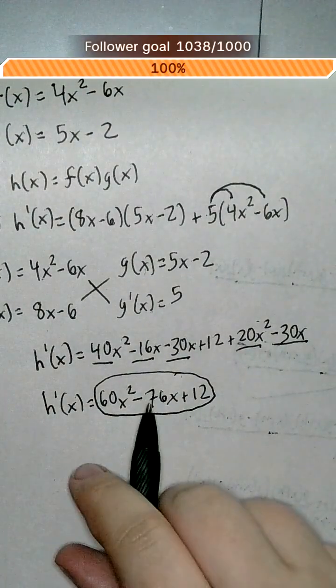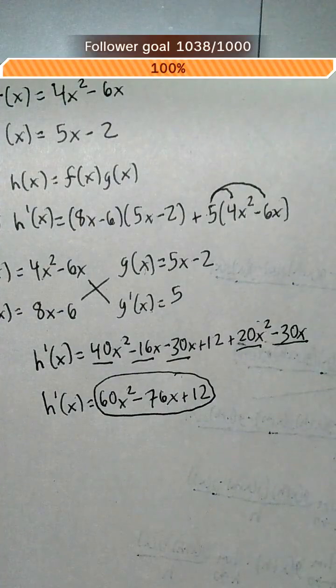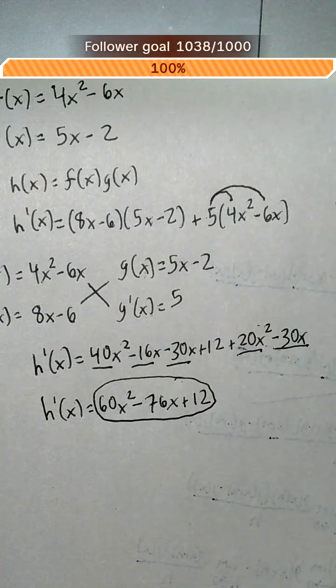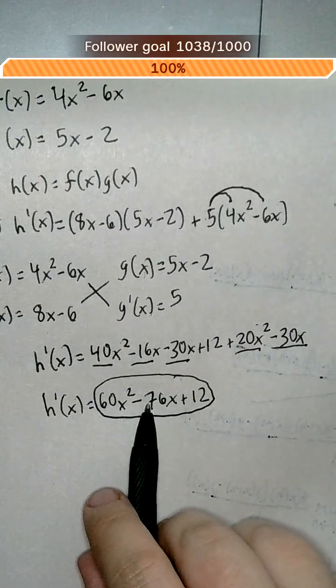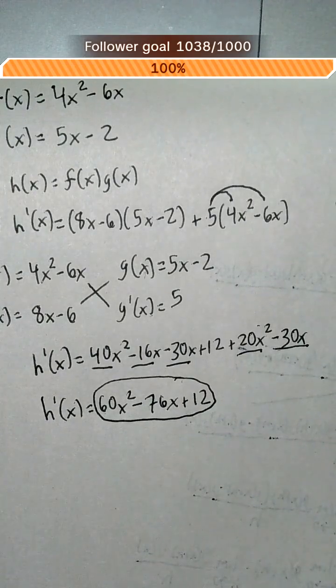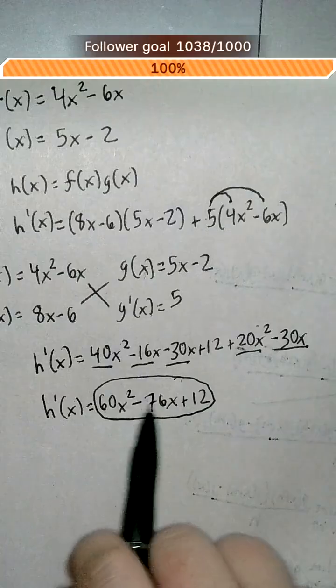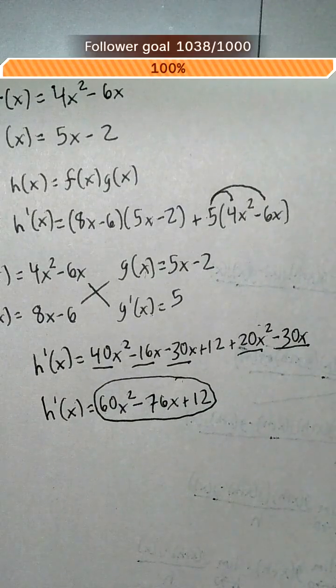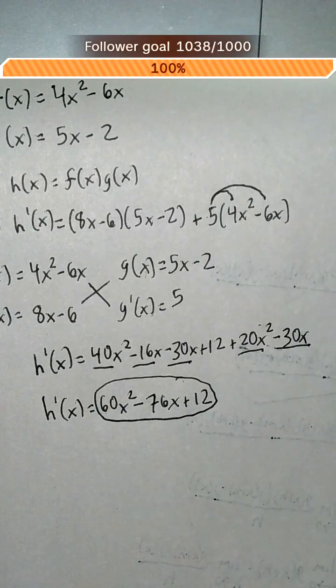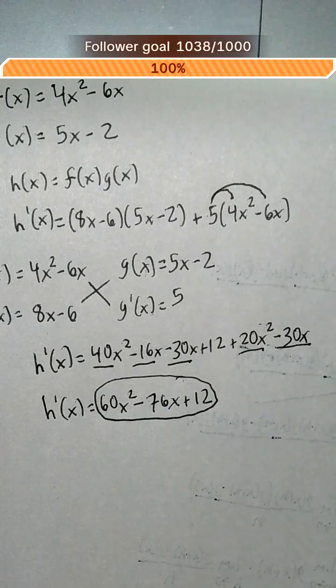If you wanted to factor something out of here, go for it. I think you could factor out a 4. So what would I be left with? I'd be left with 15x squared minus 19x plus 3. Yeah. So you could factor out a 4, but I'm going to choose to stop there. But yeah. That's it.